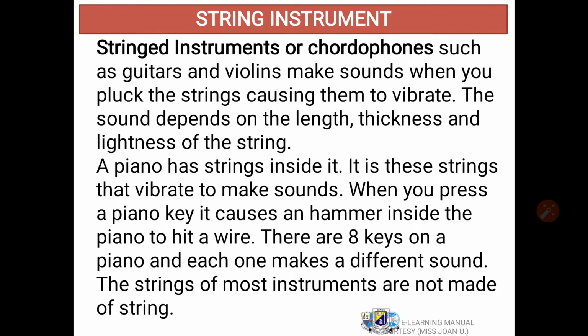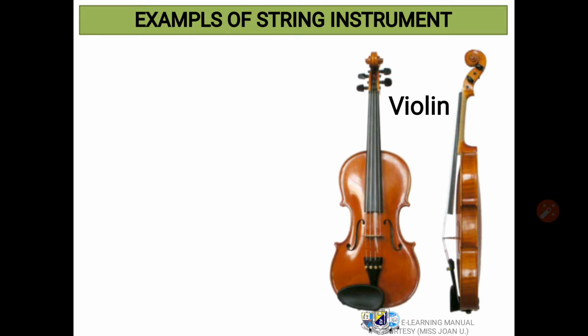A piano has strings inside it. It is these strings that vibrate to make sounds, alright? When you press a piano key, it causes a hammer inside the piano to hit a wire. There are 88 keys. Sorry, that is not 8. It's supposed to be 88 keys on a piano, and each one makes a different sound. The strings of most instruments are not made of what? Strings. Look at examples of string instruments.